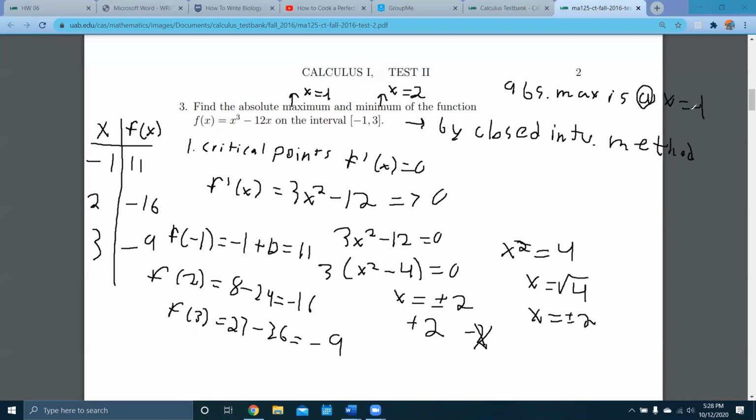You can do it either way. You can say that the absolute max is 11, absolute min is -16, or you can say that the absolute max is at x equals -1, absolute min is at x equals 2. Either way, it means the same thing. You're just writing it a little bit different.